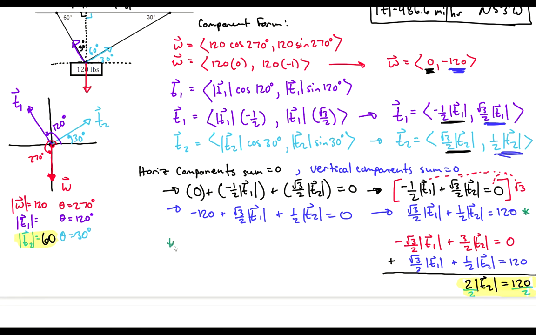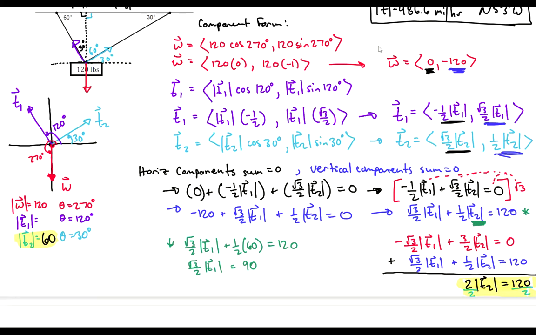So I'm going to put my star here and say I've got radical 3/2 magnitude of T1 plus 1/2. We're saying that the magnitude of T2 is 60, so I'm just subbing that in, equals 120. I subbed in 60 for that T2, and I just needed to rewrite it over here because it's a long problem. Now we can start to solve it. 1/2 times 60 is 30. So we've got radical 3/2 magnitude of T1 equals 120 minus 30, which would be 90.